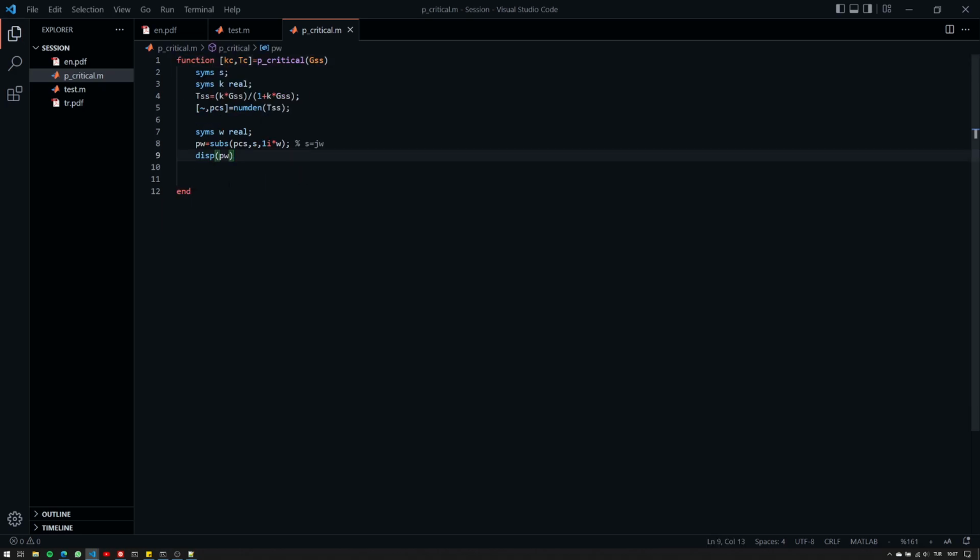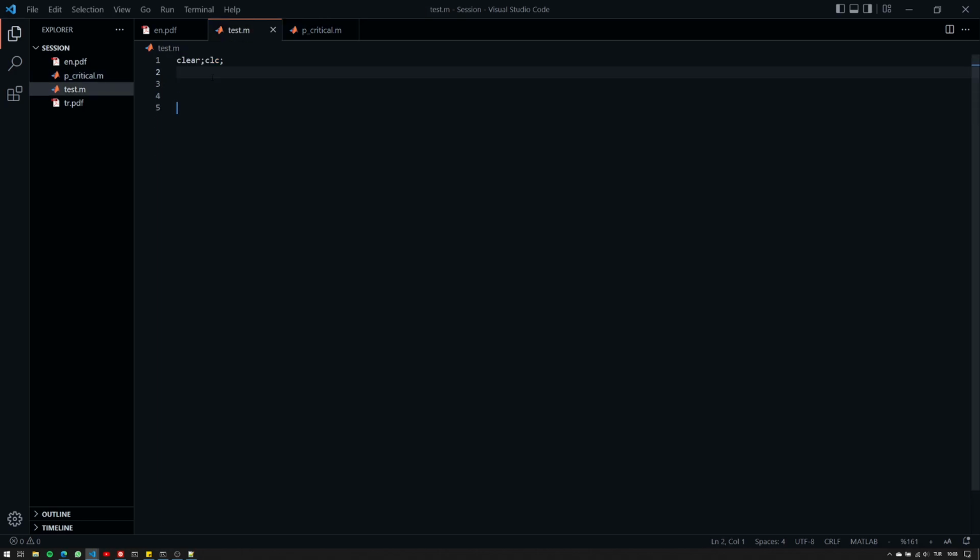So you should separate your script from your function when you're trying to solve in a lab exam. Therefore, I've done this here. So just follow this guideline, you'll be okay.